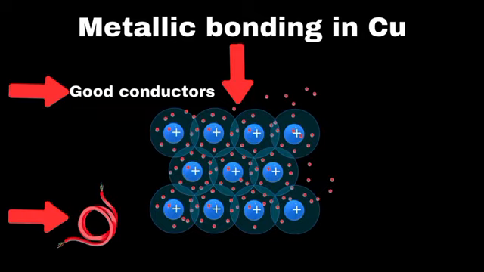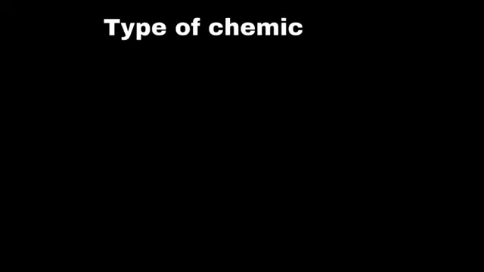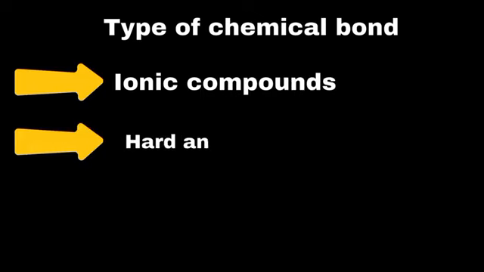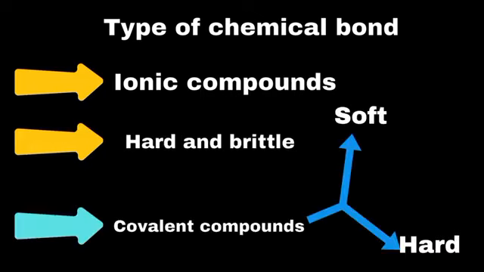The type of chemical bond influences how a substance behaves. For instance, ionic compounds are typically hard and brittle. Covalent compounds can range from soft to hard, and metals are usually malleable and conductive.